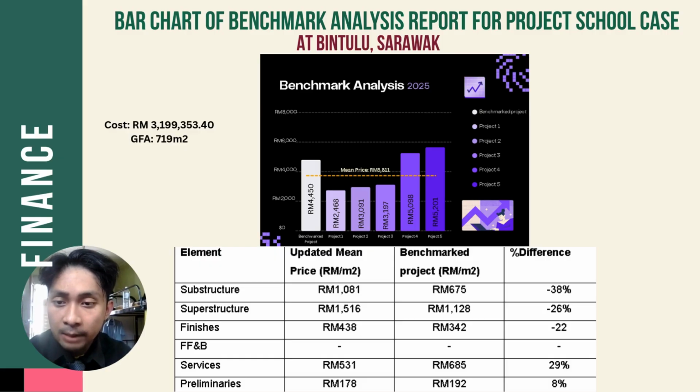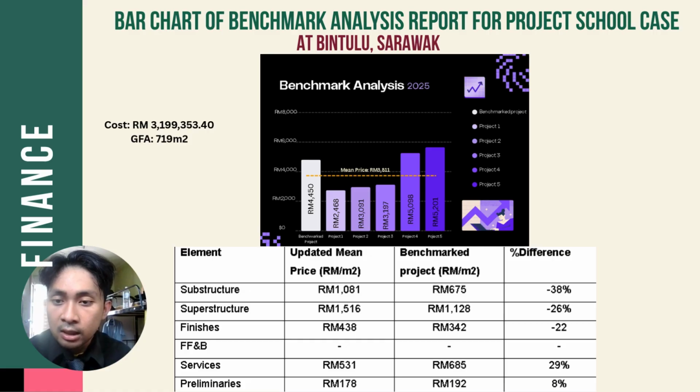So for the updated mean price, how do we get it? We just take all the amounts from the previous project, which is the school project at Selangor, like I have shown before this. Then we just need to convert the amount into the location index at Bintulu. So the total updated mean at Bintulu is RM 3,744. For the benchmark project amount, we just take it from Form 2 of the elemental cost analysis.